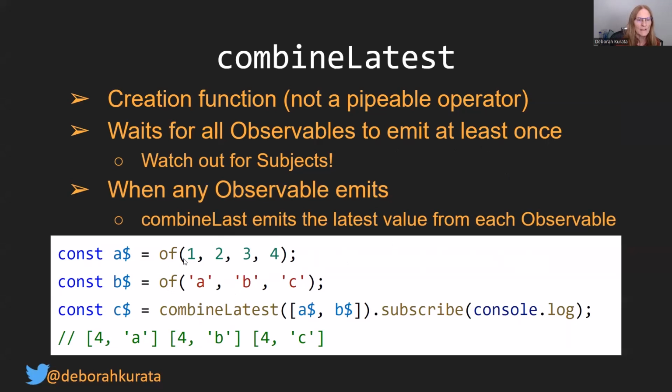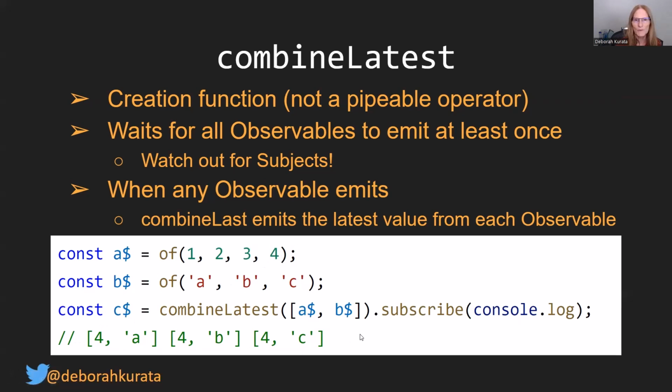So we're going to go 1, it's going to emit 1, 2, 3, 4, because that second one hasn't emitted anything yet. As soon as the second one emits at least once, there's the A. It's going to take the A and join it and combine it with the latest value from the prior observable, which is the 4. Then it emits the B, it's going to join it with the 4, and the C, it's going to combine it with the 4.